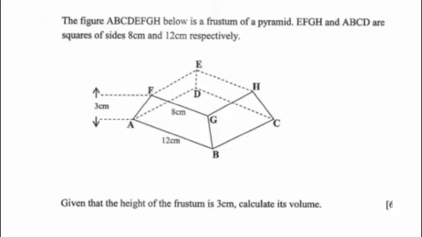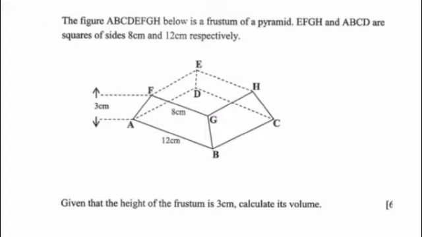So we can see that the upper base is a square with sides of 8 centimeters. That simply means that FG is 8 centimeters, GH is 8 centimeters, EH is 8 centimeters, and EF is also 8 centimeters. The height that we've been given for the frustum, I think you can see, is 3 centimeters over here.